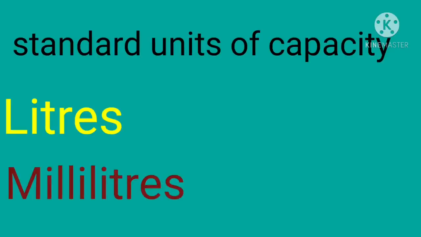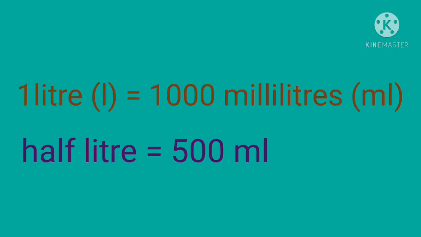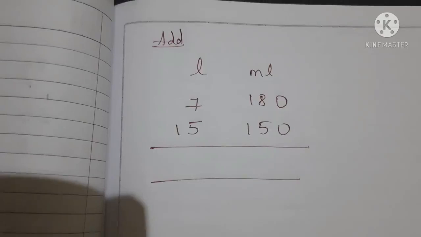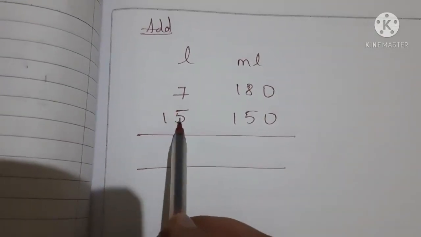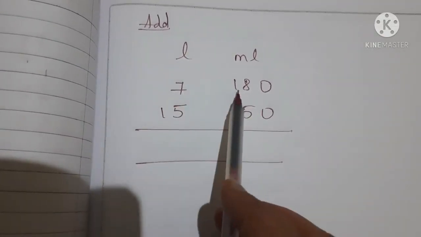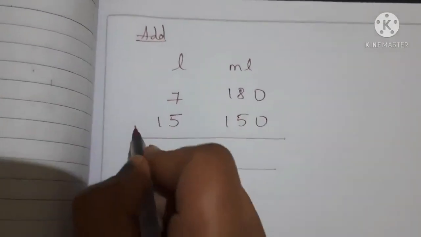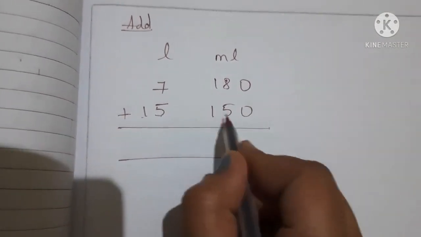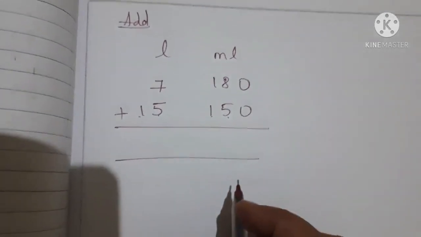Liters and milliliters are the standard units of capacity. We represent liters as L and milliliters as ml. Children, remember 1 liter is equal to 1000 milliliters. Half liter is equal to 500 milliliters. Children, here we are adding 7 liters 180 milliliters with 15 liters 150 milliliters. So let us do addition here.